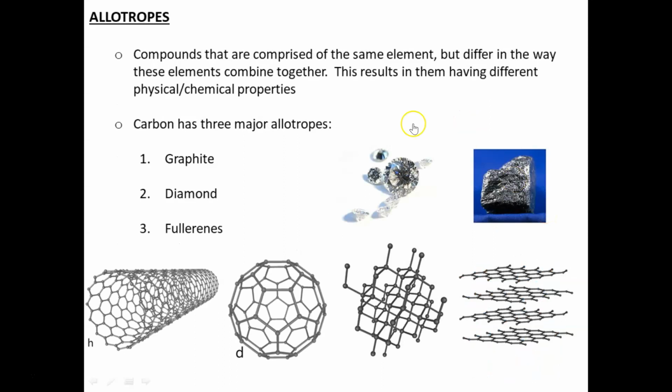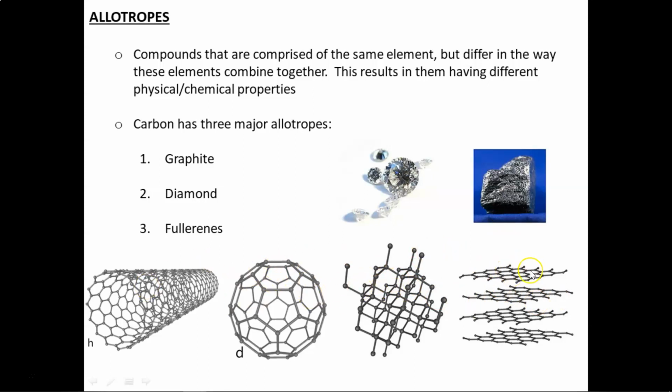All right, now the last aggregate we're going to look at is called allotropes. These are compounds that are comprised of the same element, but differ in the way these elements combine together. All right, this of course results in them having different physical and chemical properties. The most common example of an allotrope that we like to use is that of carbon. Carbon has 3 major allotropes: graphite, diamond, and fullerenes. Take a look at these 4 examples over here. They're only made up of carbon atoms, but the way these carbon atoms are assembled gives them totally different properties.